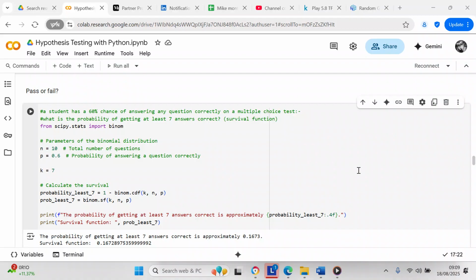Then we're going to print: the probability of getting at least 7 answers correct is approximately 0.1673. And when we print out the survival function, that's 0.1673 as well. So that just proves that 1 minus binomial.cdf and the survival function give you the same answer, so you can use whichever one you want. If you're in Excel, I don't think Excel has a survival function, so you would have to use 1 minus binomial.cdf.